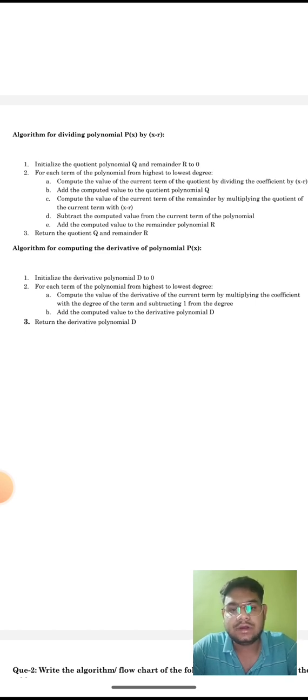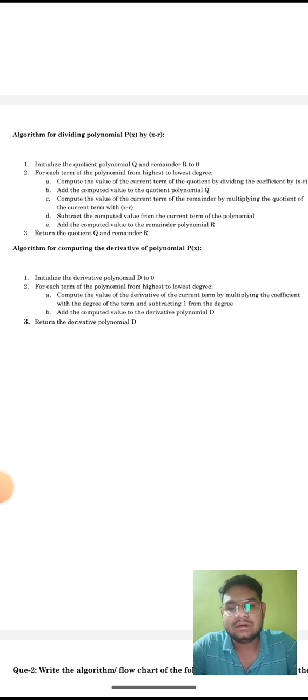C. Compute the value of the current term of the remainder by multiplying the quotient of the current term with x minus r. D. Subtract the computed value from the current term of the polynomial. E. Add the computed value to the remainder polynomial r. Step 3. Return the quotient q and the remainder r.